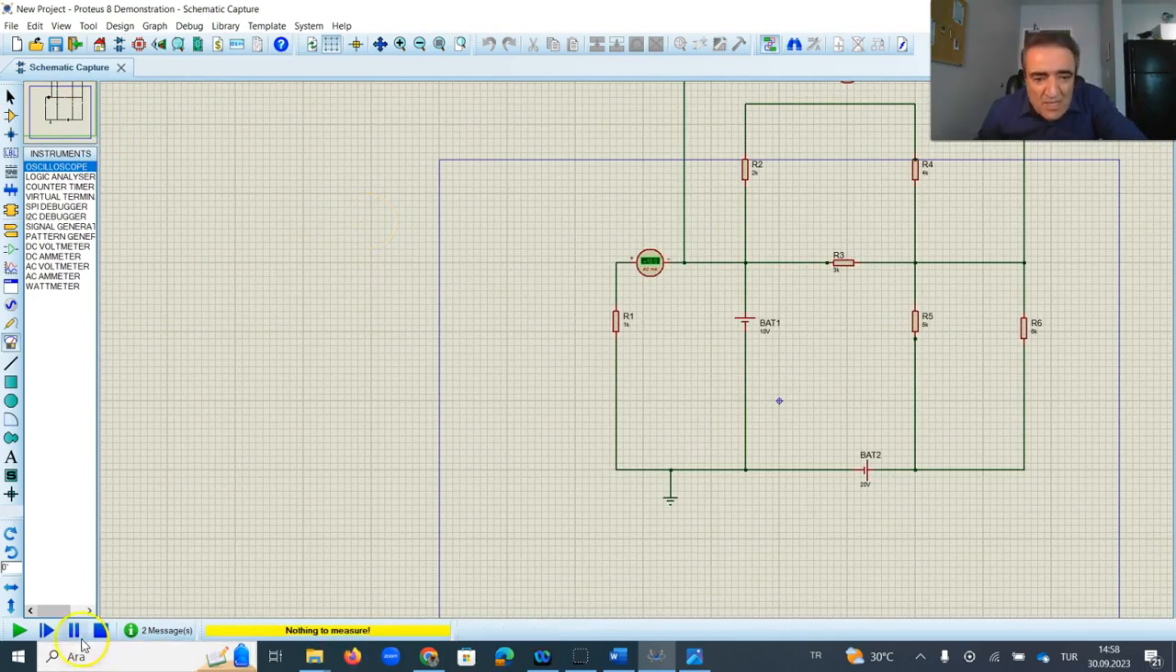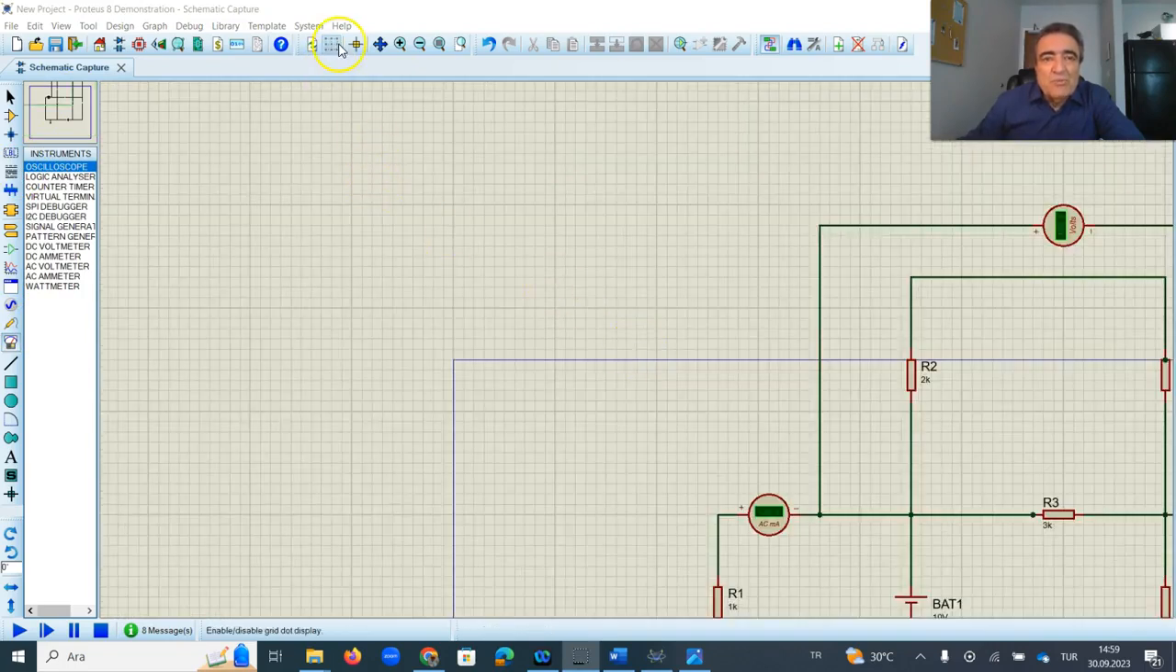But every time we have to stop our simulation, otherwise you cannot go further. This is the availability of the software. Without stopping the simulation, you cannot change anything on your circuit. Okay, we will learn the oscilloscope, logic analyzer, etc. later, and then there are some additional menus here too. We will try to learn them too.